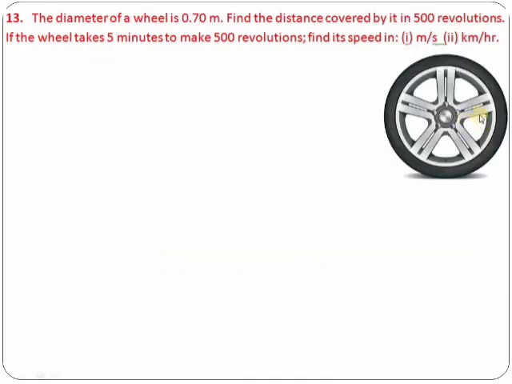Let's move to the next question. The question says the diameter of a wheel is 0.70 meter. So there's a wheel. All of you know this wheel is in which shape? This is in a circular shape, and its diameter is given. Remember, its diameter is given. So you need to find the distance covered by it in 500 revolutions.